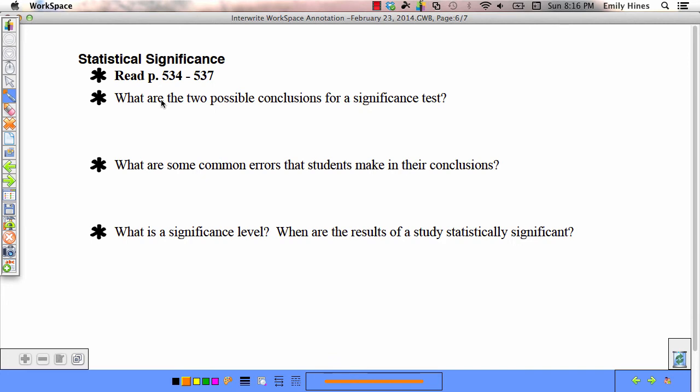So there are two possible conclusions for a significance test. One is that we reject the null, which is what just happened there. If your probability is so small that you say, oh, this is probably not going to happen just by random chance, therefore my null is probably wrong. So one conclusion for the significance test is my p-value is low, really low, I'm going to reject the null.